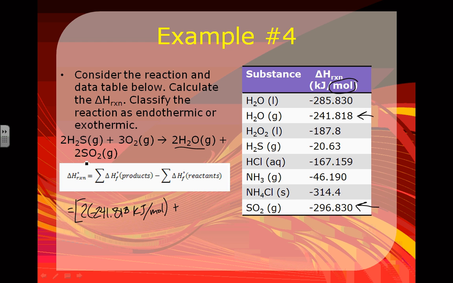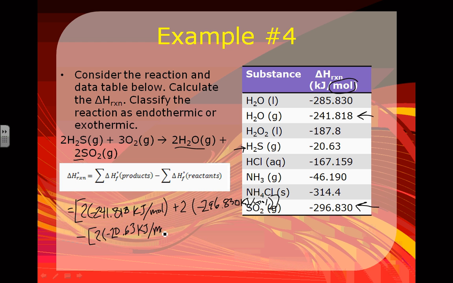And then I also have 2 of sulfur dioxide, so I'm going to do 2 times its enthalpy. This is going to be a big number, so I'm going to try to squeeze this in here. I did it, sort of. And I'm going to close my brackets. Then I'm going to subtract that from the sum of the reactants. I have 2 hydrosulfuric acid molecules, so I'm going to do 2 hydrosulfuric acid, gaseous state, 2 times negative 20.63 kilojoules per mole.